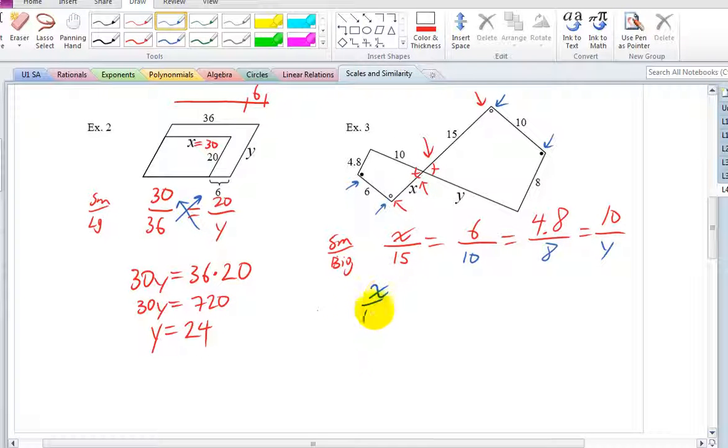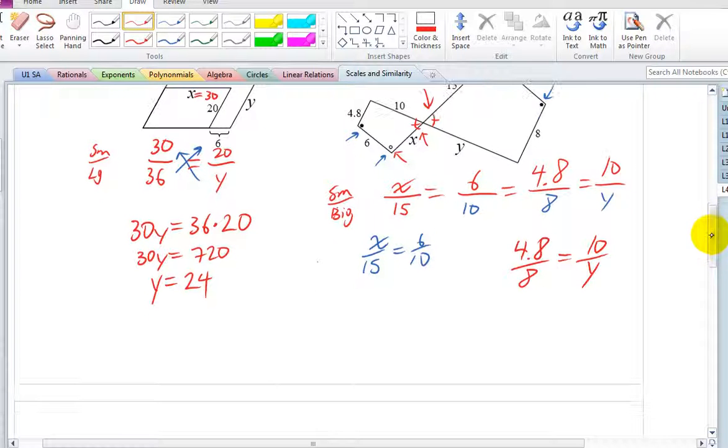You can go x over 15 equals 6 over 10, or you can also go x over 15 equals 4.8 over 8. They'll both give you the same answer. Just to keep it easier, it's probably simpler for you to do that. For the y's, you go 4.8 over 8 equals 10 over y. Or you could do it equal to 6 over 10. It doesn't matter. Let's just use this one.